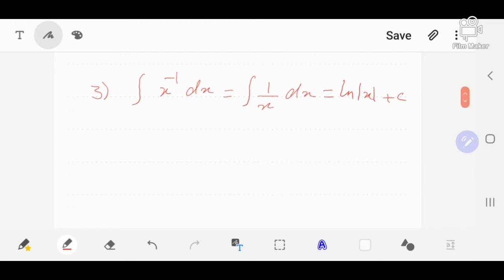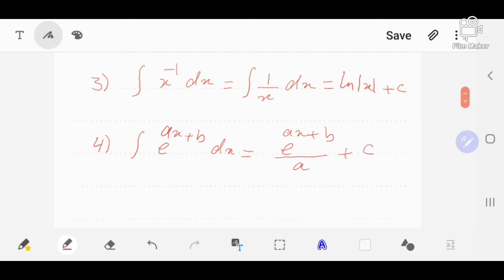The fourth rule is the integration of an exponential function, e to the power of, I will write it this way, ax plus b. So if you want to integrate an exponential with a linear power, this will immediately be e to the power of ax plus b, which is the same, over the coefficient of x, so it's over a, and always plus c for the integration. Let me give you an example on this before we continue.